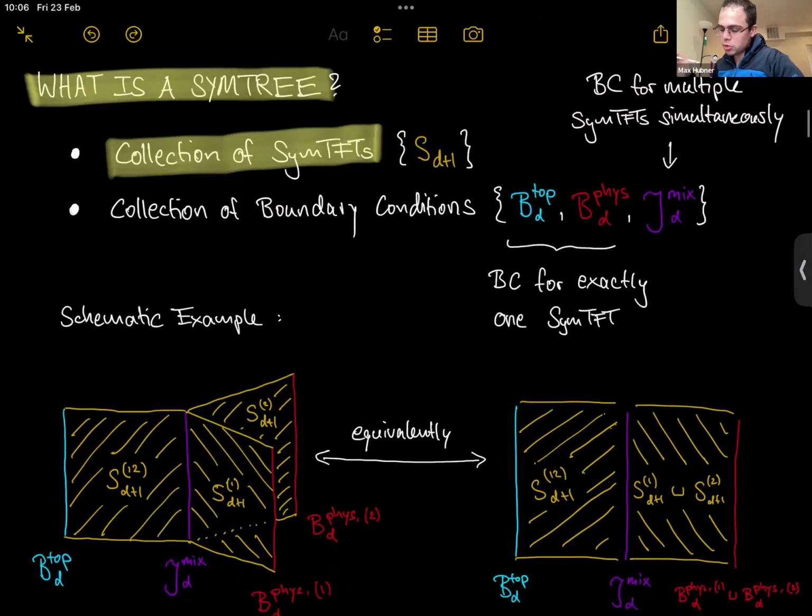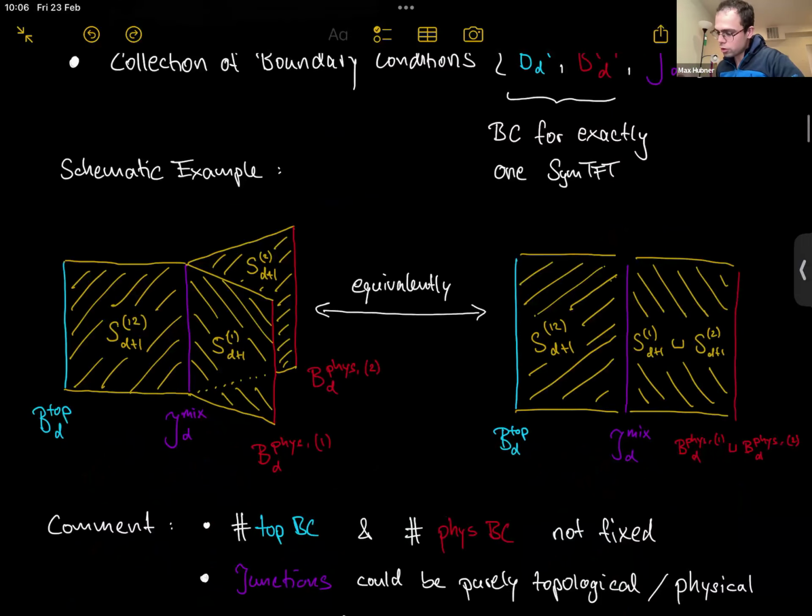And so the pictures we'll be drawing throughout the talk roughly look like this. We have, on the left-hand side now, in light blue, purple, and red, d-dimensional structures, and in between these are d+1 dimensional. Each of these slabs in gold are symmetry TFTs in their own right, and each of the colored edges are boundary conditions. And so here I've drawn an example which would be a QFT-like symmetry, where there's exactly one topological boundary condition and multiple physical ones.